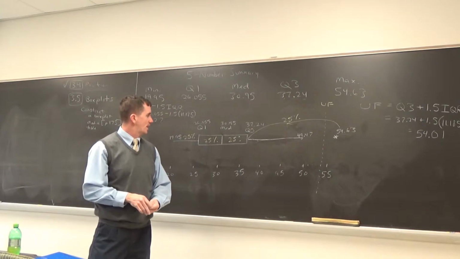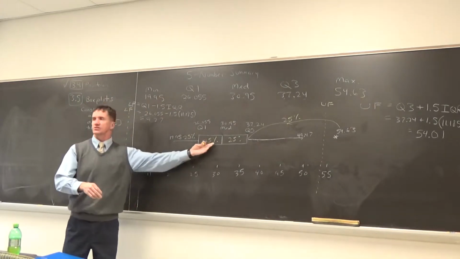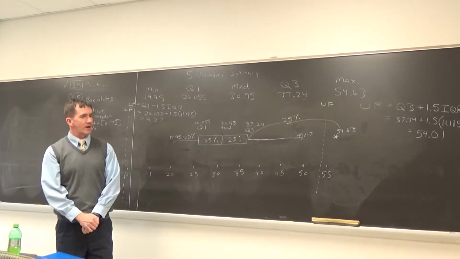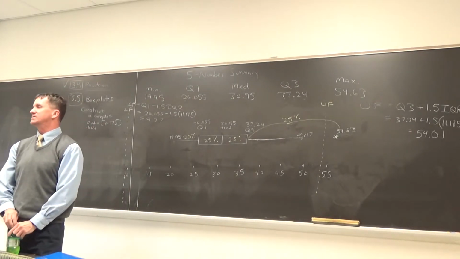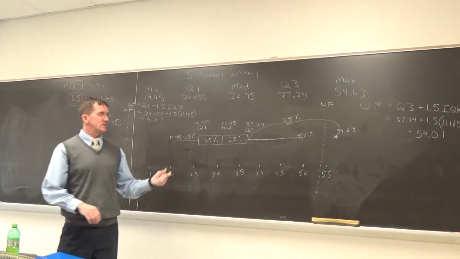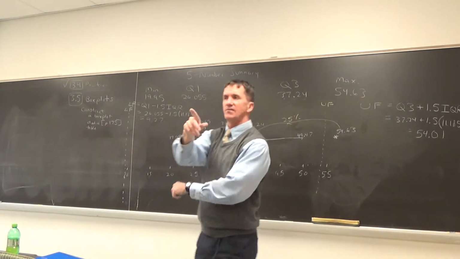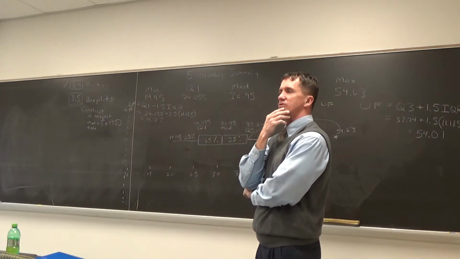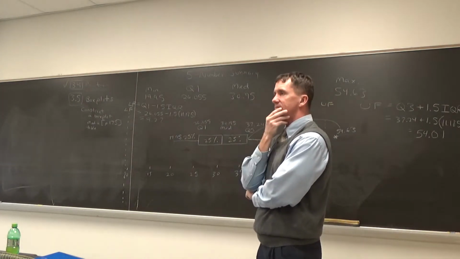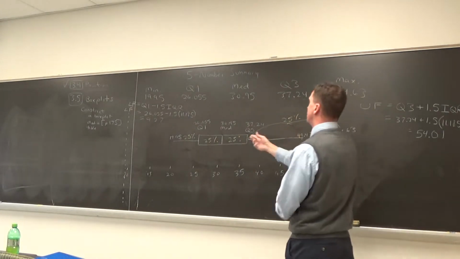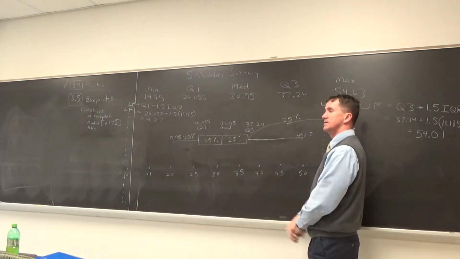Cool. Hey, do you all agree? Is this a true statement? 75% of the runners ran 37.24 minutes or less. Let me say it again. 75%, look at the picture. 75% of the runners ran that race in 37.24 minutes or less. Yeah, that's true. 25% of the runners ran it in 37.24 minutes or higher.